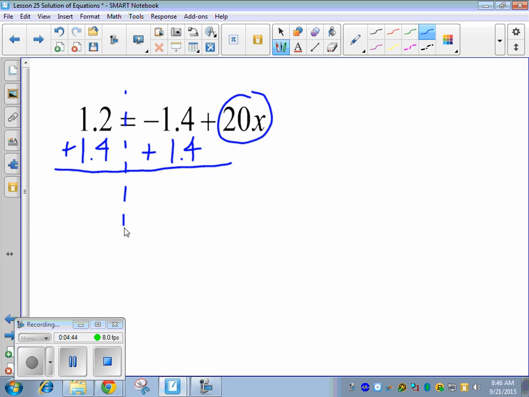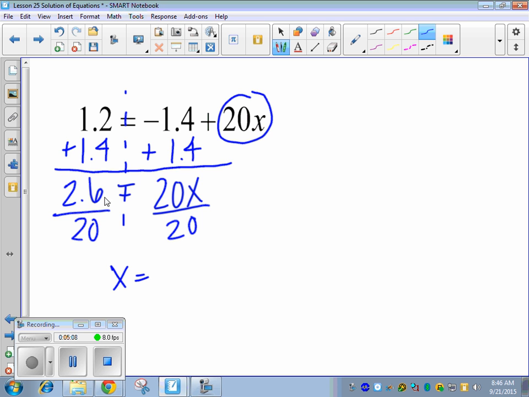So 1.2 plus 1.4 gives me what, Evie? 2.6, yeah. Just add those straight down. Equals 20x. And then what do I have to do to both sides to get x by itself? Divide by 20. Perfect. X equals, with some mental math, 2.6 divided by 2 would be 1.3, and we can move our decimal point over one more spot because it was 20. Right? 0.13. You guys don't have to do that. You can use your calculator probably for one like this. Or you could do some long division. X equals 0.13.